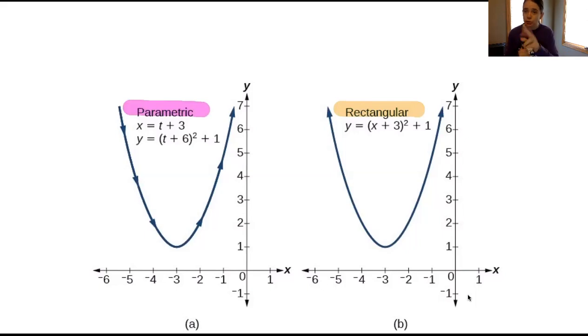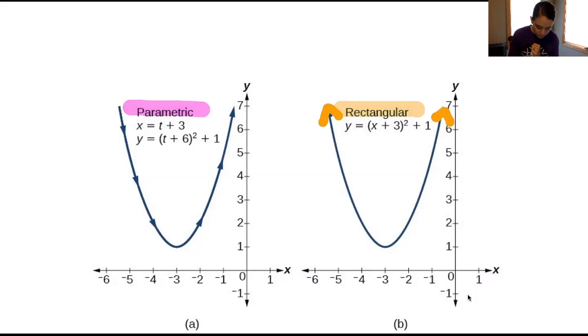Notice how we have two equations, both in terms of t. So x equals t plus 3, y equals the quantity t plus 6, squared, plus 1. Okay, so I want you to look at these graphs and notice a difference. In the rectangular equation, we have these arrows up here at the top that signify that our parabola goes on in the vertical direction positively.